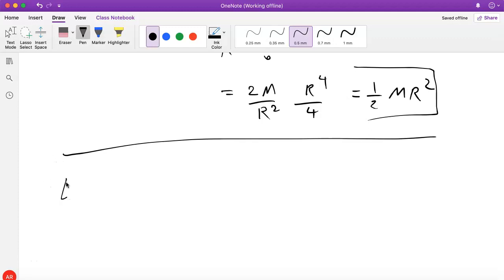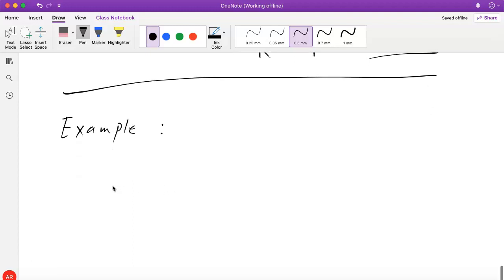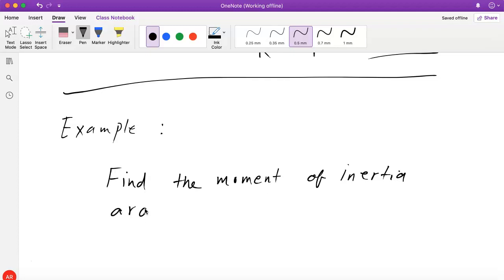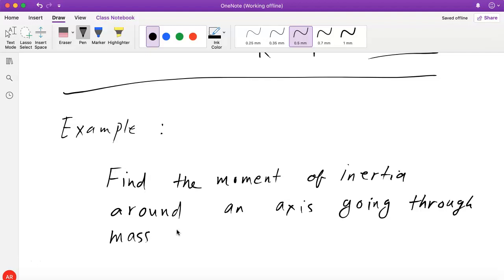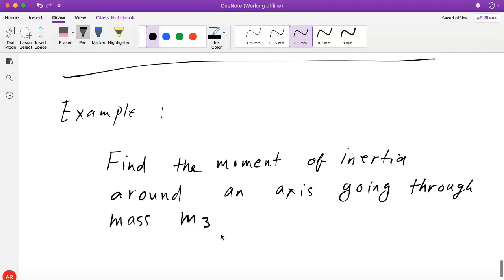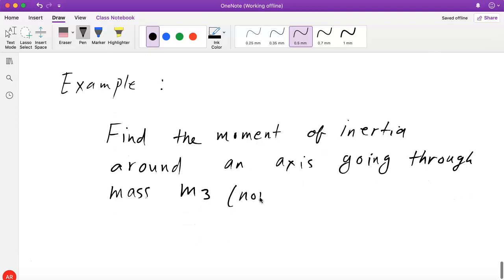Okay, so let's do this example here. Find the moment of inertia around an axis going through mass m3. And the axis is normal to the plane.